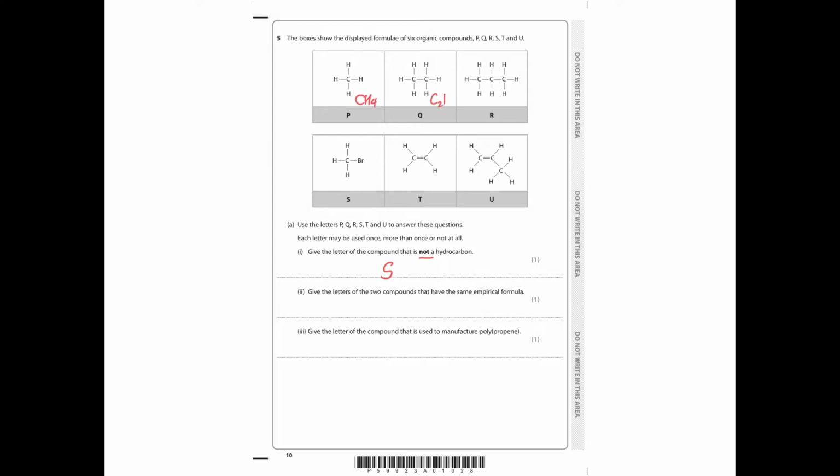P is CH4, Q has the molecular formula C2H6, I can divide both of those by 2 to get CH3. R is of course C3H8, S is CH3Br, T has the molecular formula C2H4, again I divide by 2 to get CH2, and U has the molecular formula C3H6, which again is CH2 when divided by 2. Therefore the answer is T and U. The letter of the compound that's used to manufacture polypropene will of course be propene, which in this case is C3H6, which is U.